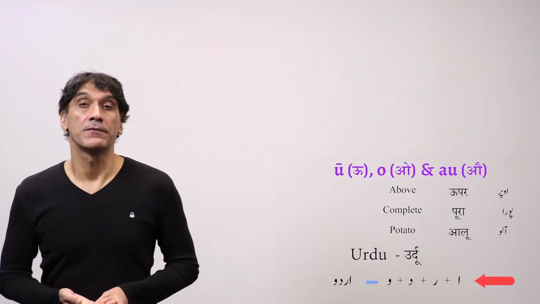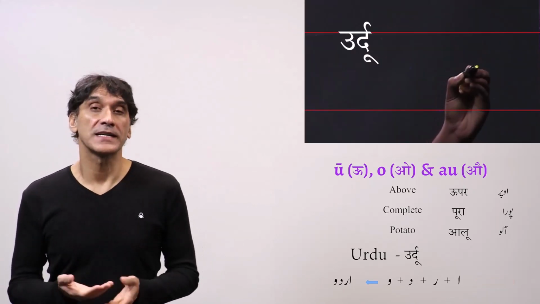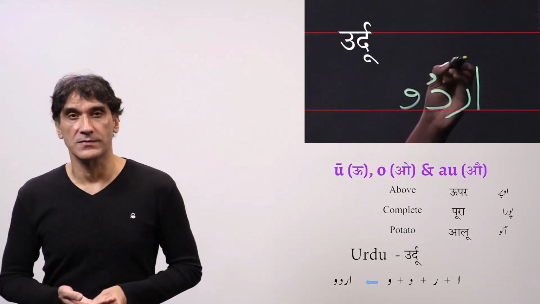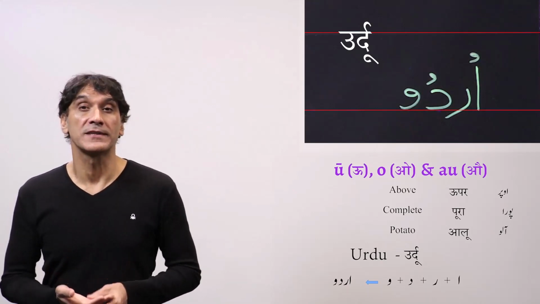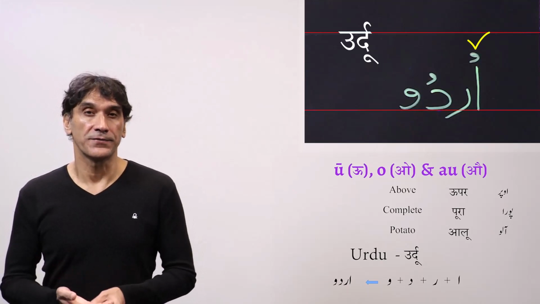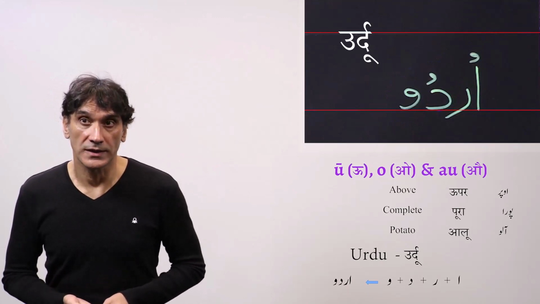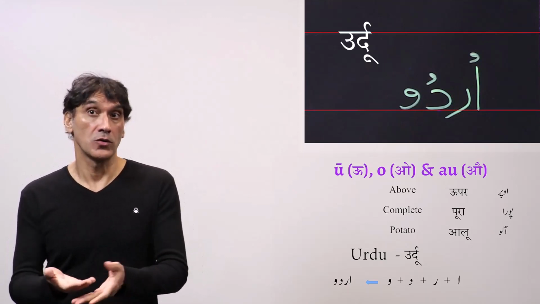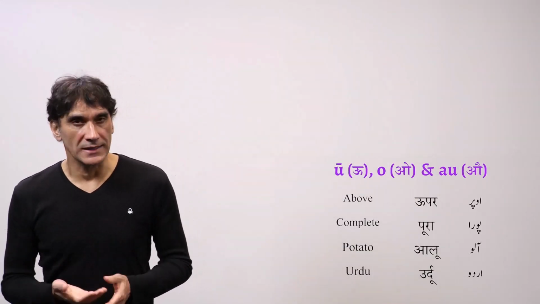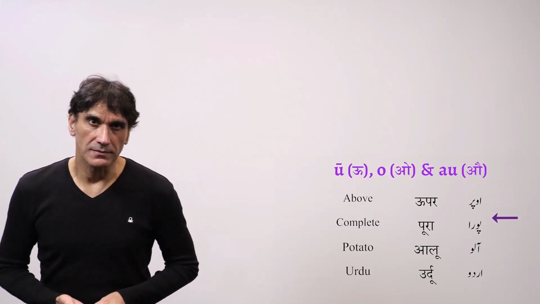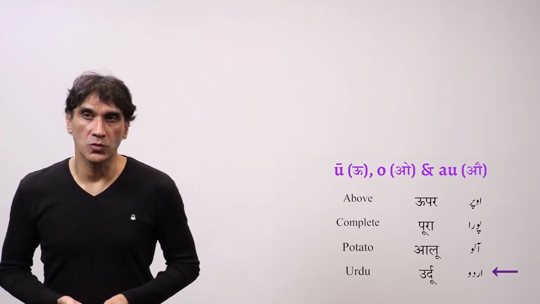Let's take the last word where vav takes the long U matra. The word is Urdu, the language we are learning. The spelling is alif plus re plus dal plus vav. Interestingly, here all the letters are non-connected, so all the letters will be written separately. So you write alif, then re, then dal, and finally vav. So alif plus re is ur, then dal plus vav is du, Urdu. Let's take all the words with vav that represents long U matra. The first one is upar. The second one is pura. Third word is alu. And the final word is Urdu.